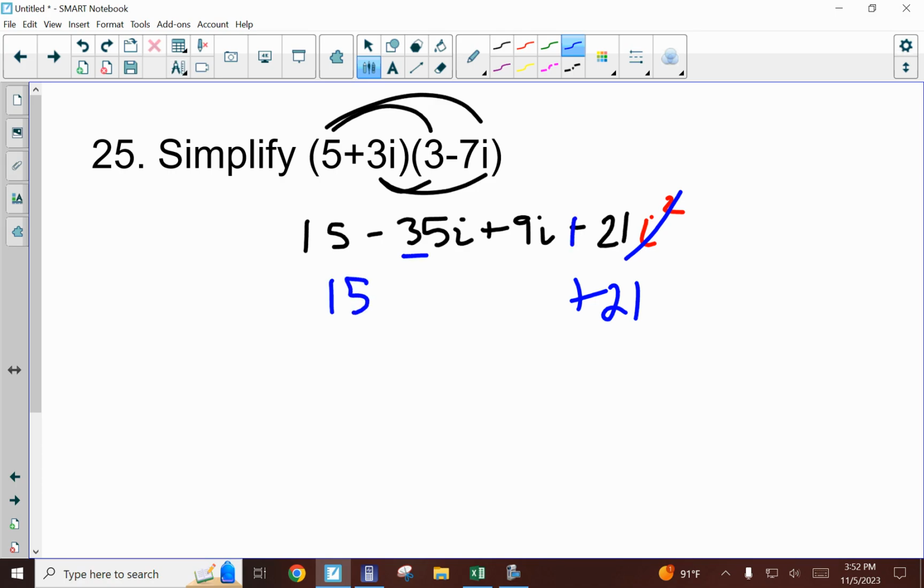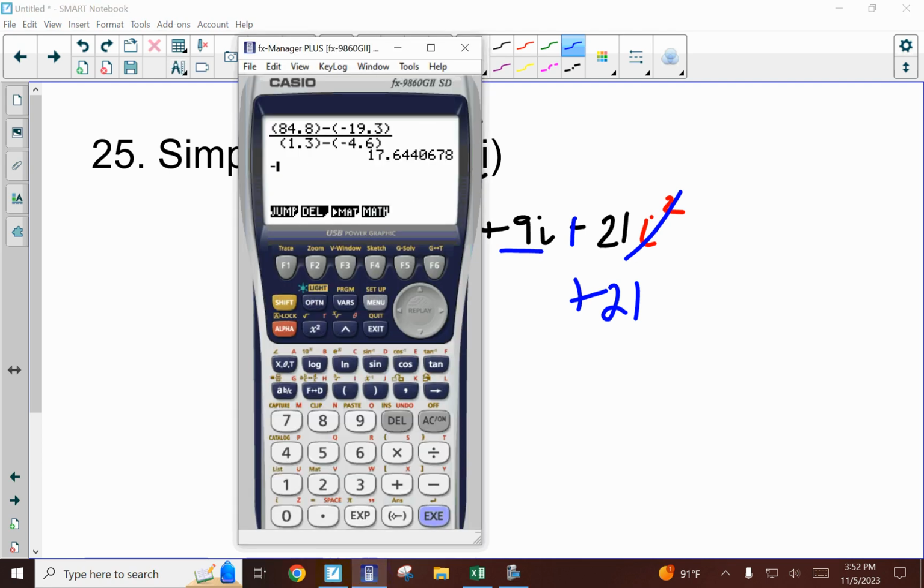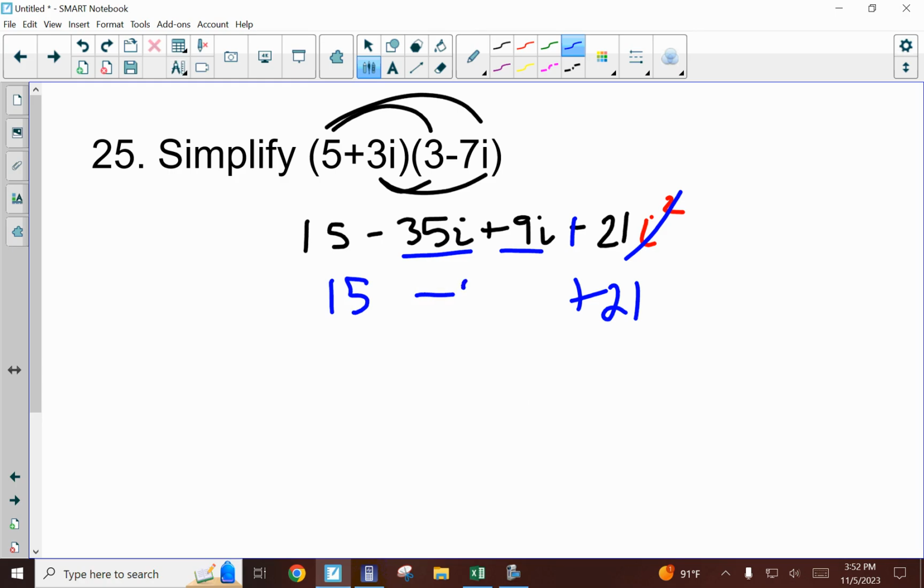And you put these guys together. So you have negative 35 plus 9, and these have i's on them. So that's negative 26i. And then you're going to put together the 15 and 21. 15 plus 21 is 36 minus 26i.